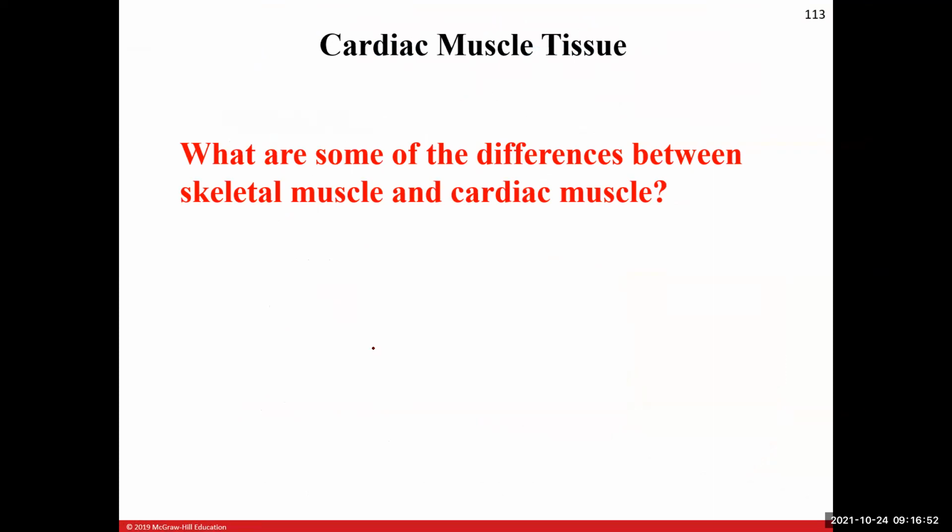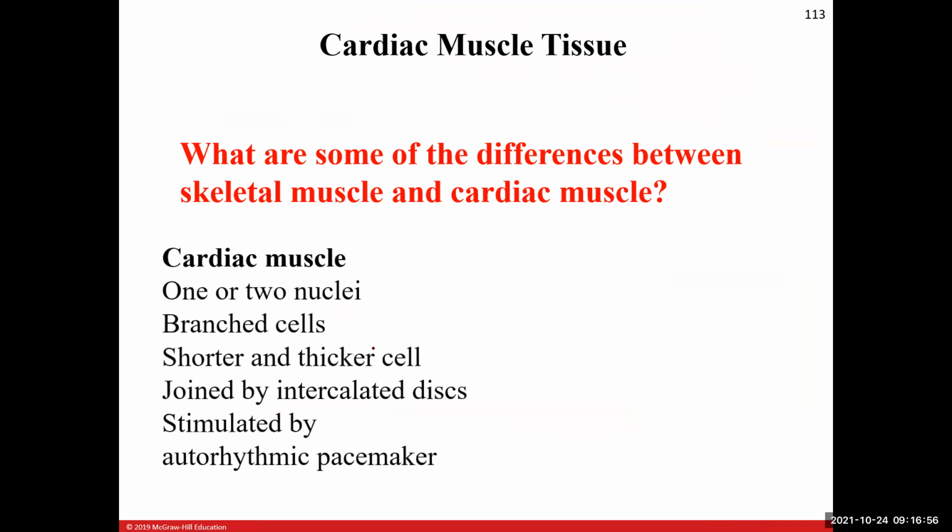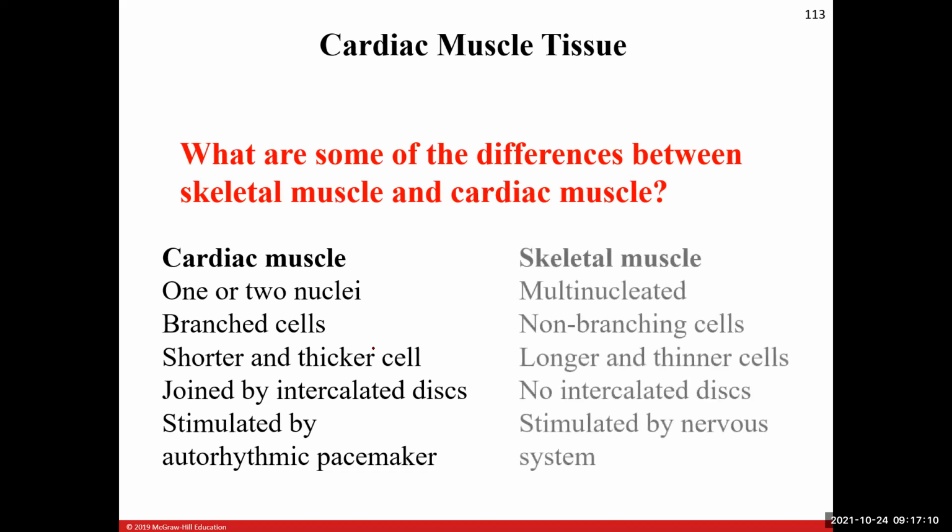What are some of the differences between skeletal muscle and cardiac muscle? Here we go. Here's all our cardiac muscle cell characteristics: one or two nuclei, branching cells, short, thicker cells. We do have intercalated discs here, and these cells are going to be stimulated by our autorhythmic pacemaker.